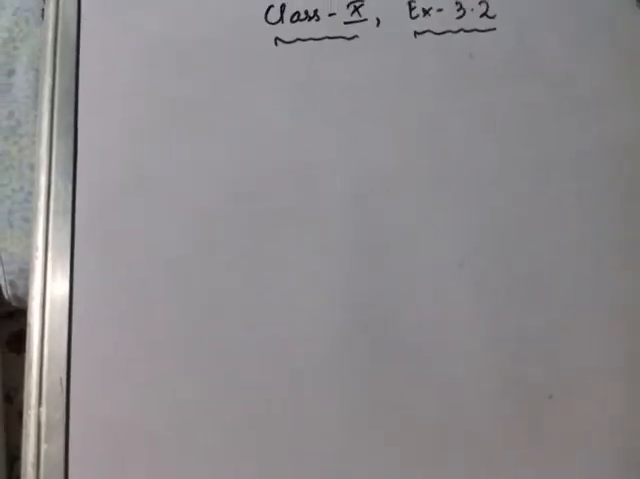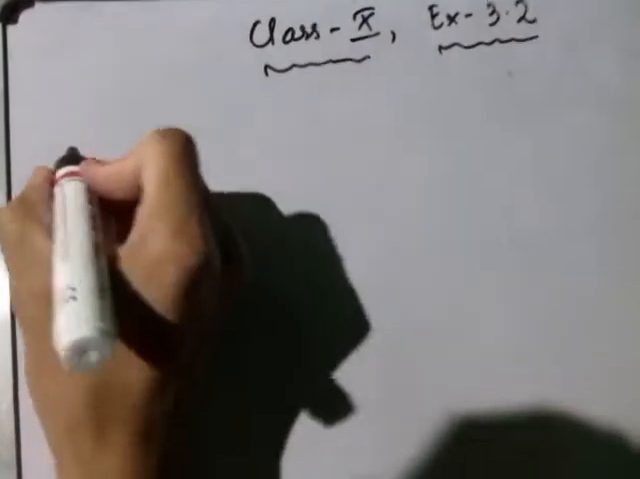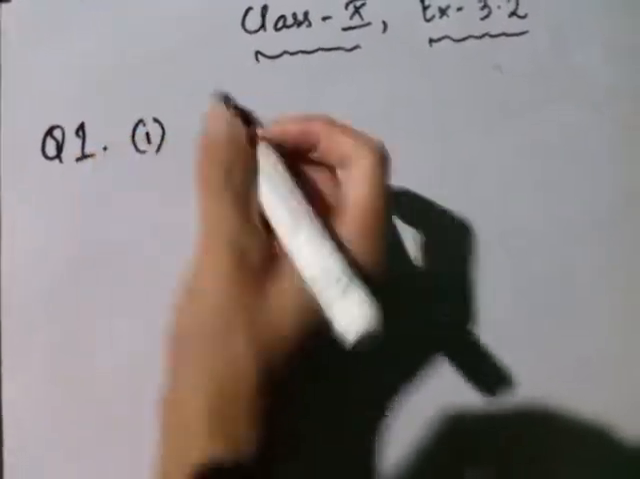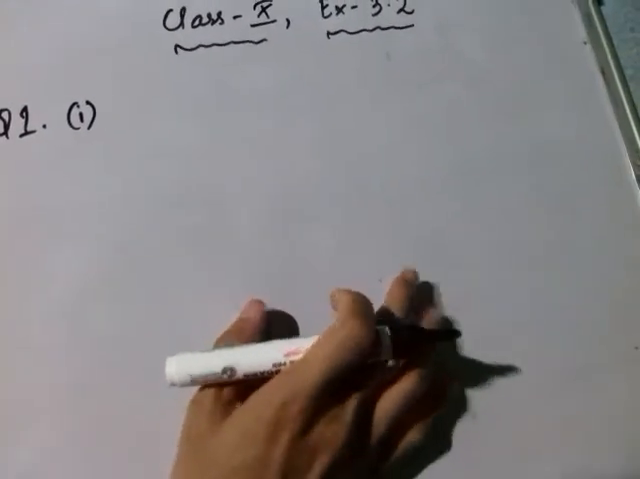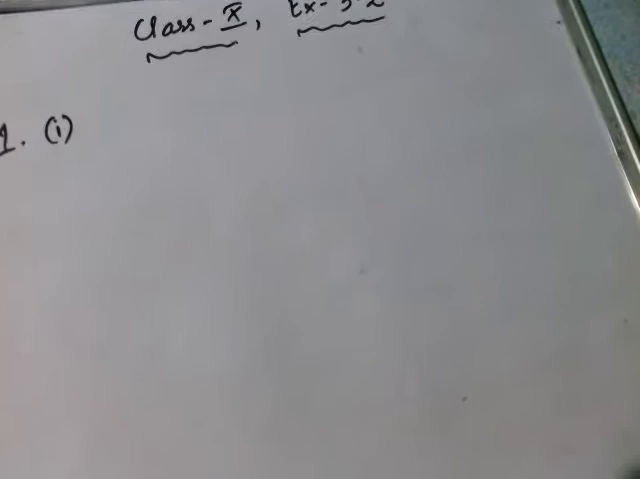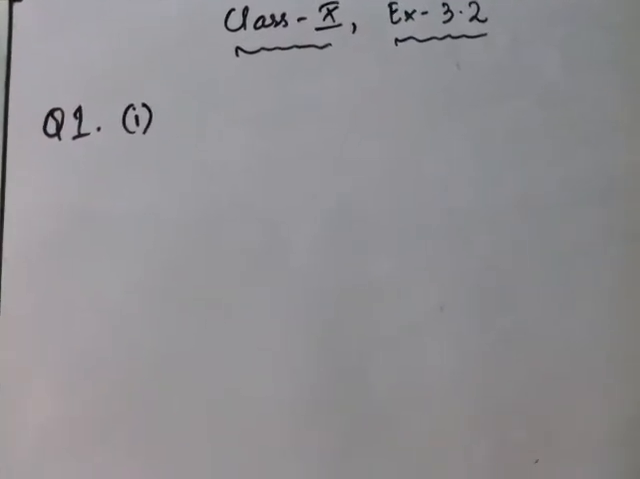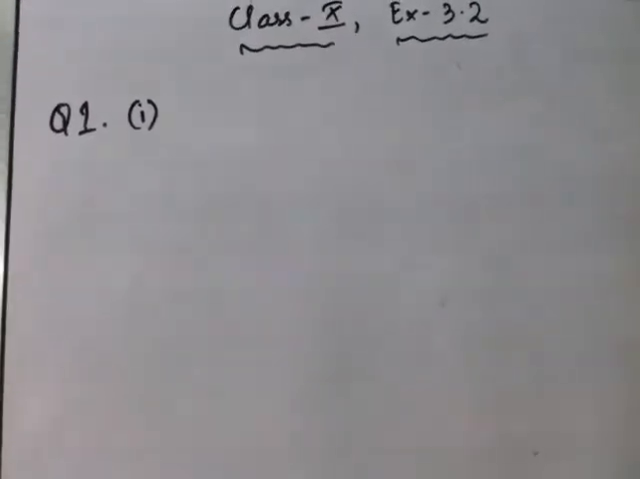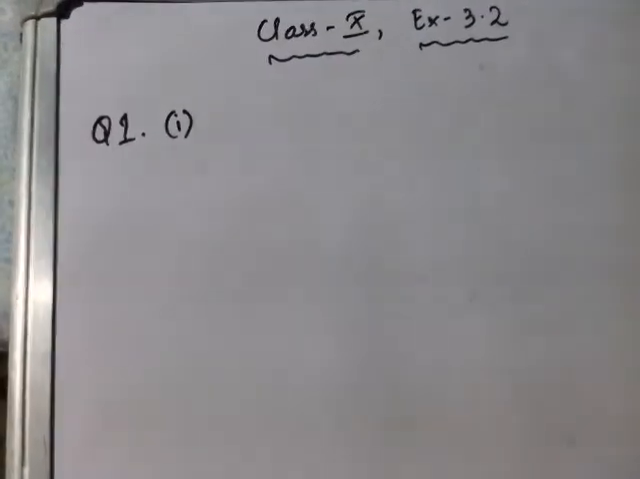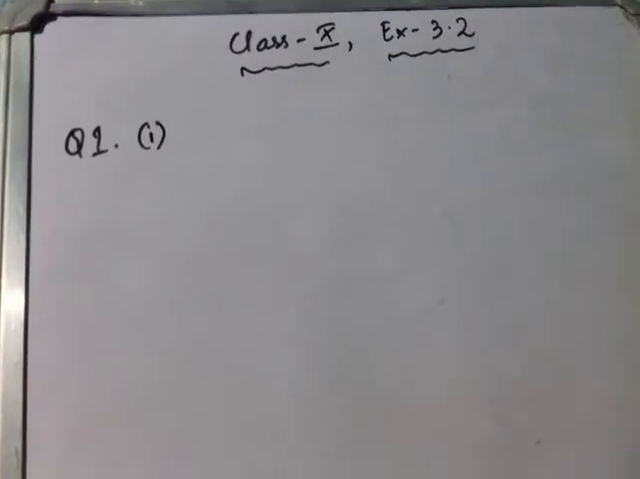Form the pair of linear equations in the following problems and find their solutions graphically. So we need to find their solutions graphically, so we need to use only the graphical representation: coincident lines, parallel lines and intersecting lines. The algebraic interpretation we will use in the next question. If they say to find the solutions algebraically, then we will use no solution, infinitely many solutions and unique solution. But since they have told us to do it graphically, we will use the graphical representation.